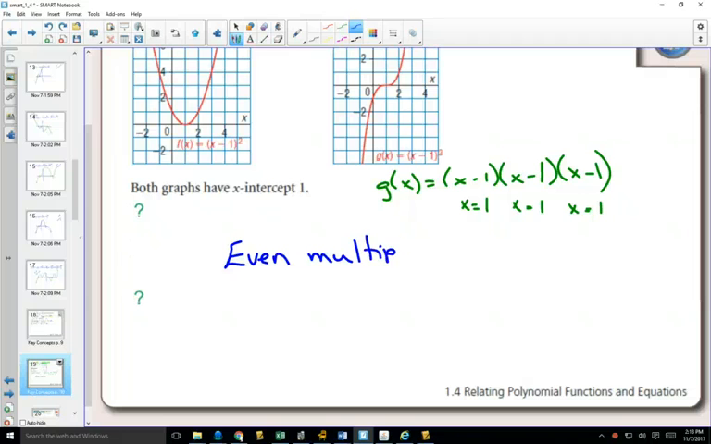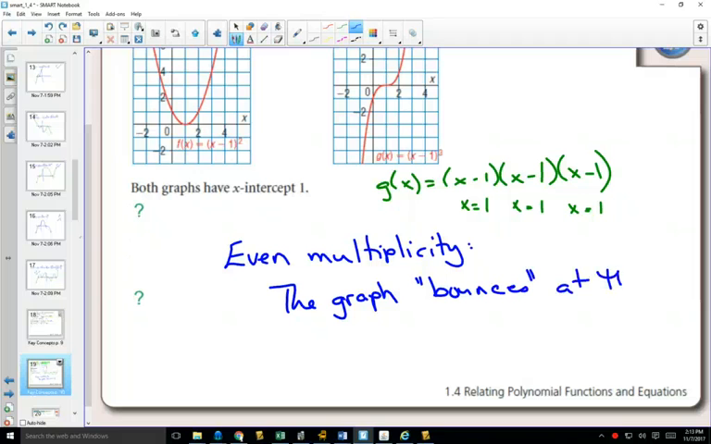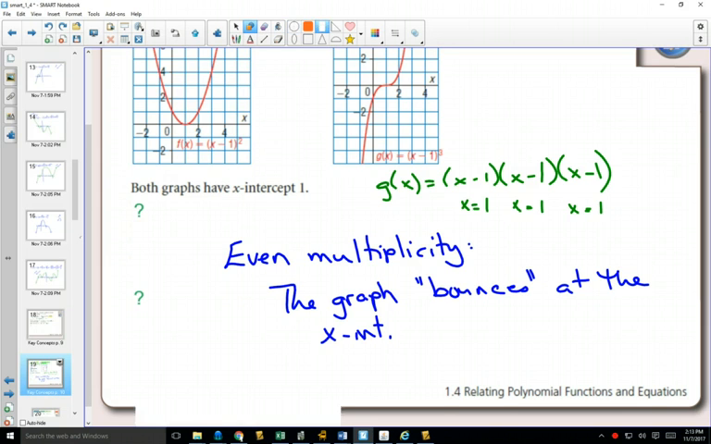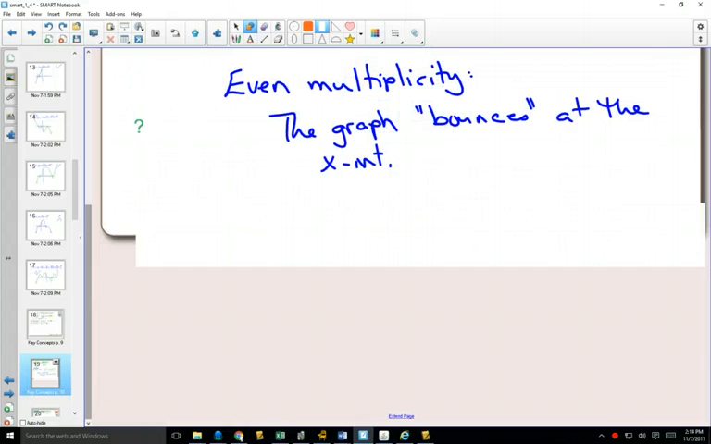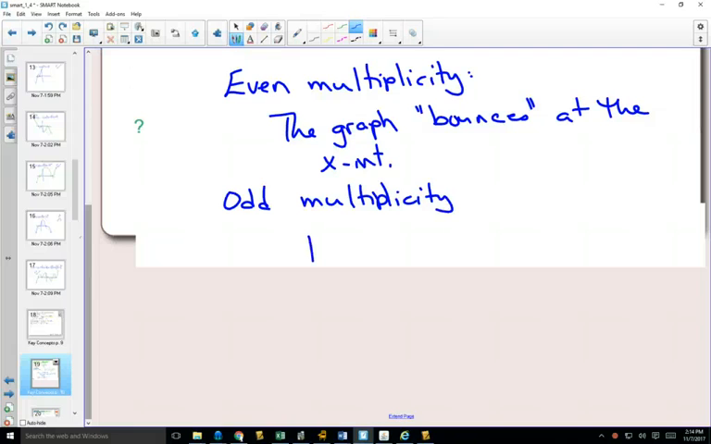What did you notice when we had an even multiplicity? The graph bounces at the x-intercept. And what did we notice? Well, I guess when it's odd, there's two different things that can happen. The odd multiplicity, if it was 1, it just went straight through, right?